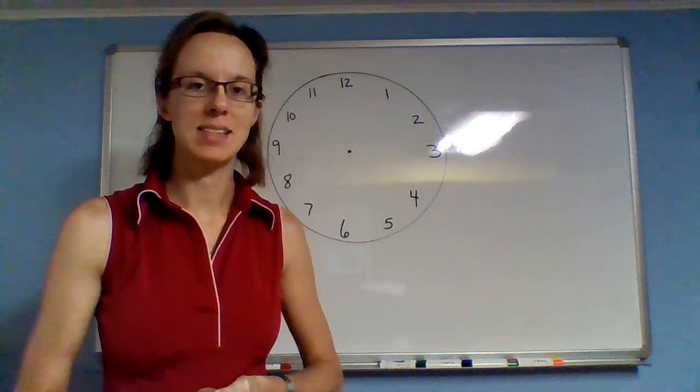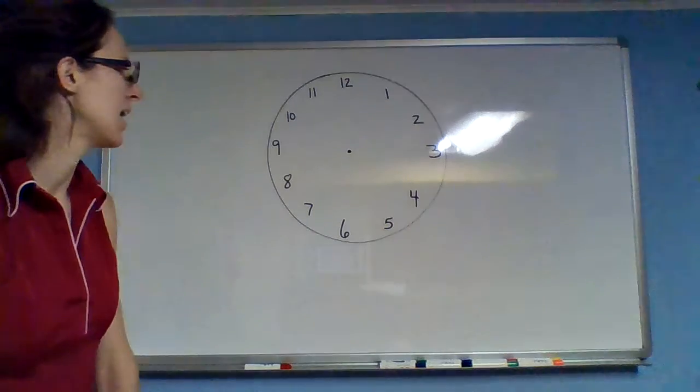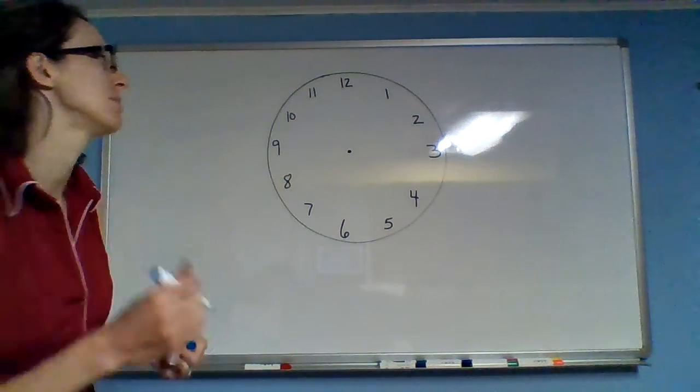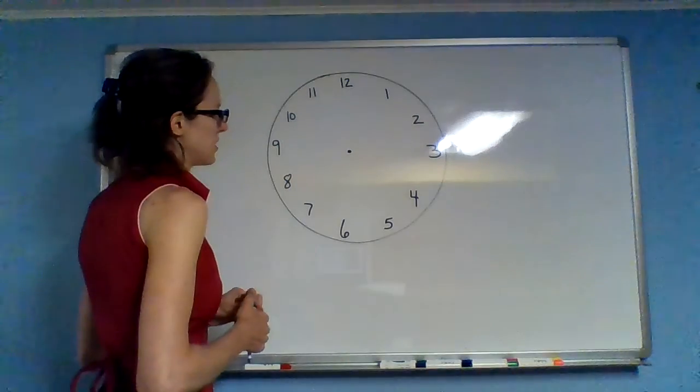Today we're talking about telling time. So here on the board I have a blank clock. When you look at a clock, you're going to see two hands on it. One of them is a long hand and the other one is a short hand.